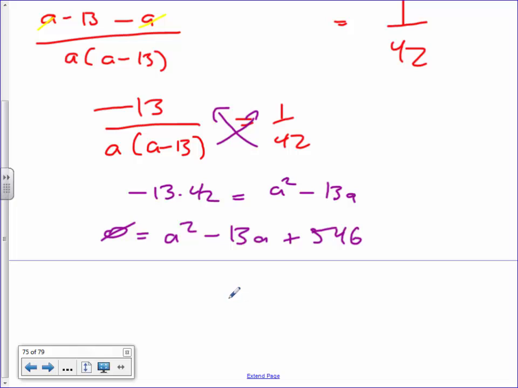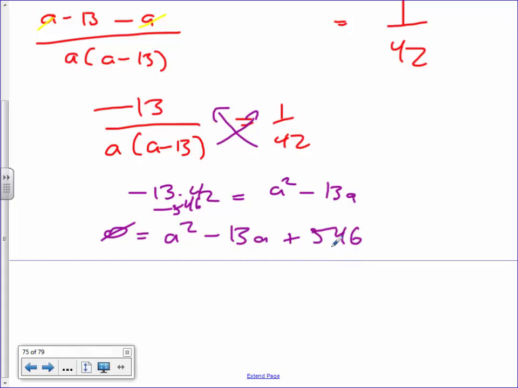Do you guys get what I did there, or did I need to explain that? I should explain it. So I took the 42 times 13, which apparently is minus 546. And I took the a and the a minus 13 times it up here by 1. But I just did the a times a to give a squared, and a times minus 13 to get minus 13a. And there used to be a minus 546 on one side, so I brought it to this side, made it a plus 546.